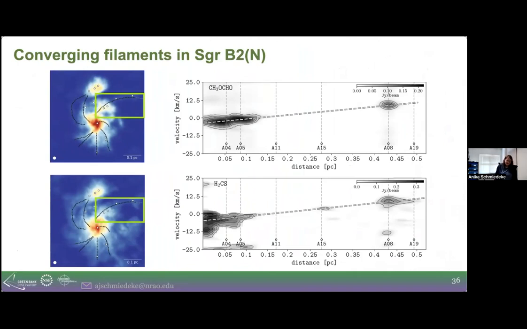What we find is that the velocity gradients toward the center of this cluster are between 20 and 100 kilometers per second, which is 10 to 15 times larger than what's typically found in regions like these. One of the claims made in this paper is that Sgr B2 North is a good candidate to form one of these super star clusters, potentially. It has enough mass and is moving mass at a high enough rate that it could push it over the threshold of these super star clusters.